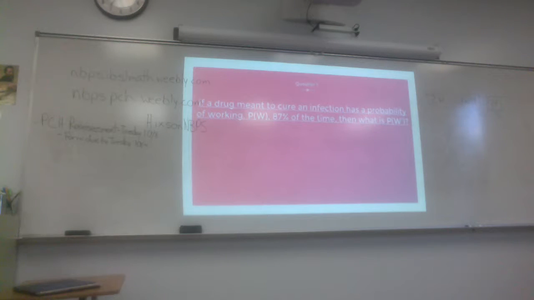So this question is, if a drug meant to cure an infection has a probability of working, P of W, 87% of the time, then what is P of not W? So does anyone possibly remember this from last year? Wouldn't you do 100% minus 87%? Yeah. Basically, I just changed it into decimal. So you use the complement formula, and I made it into a decimal by shifting it over 2, and then subtract it from 1, and you get 0.13 or 13%.